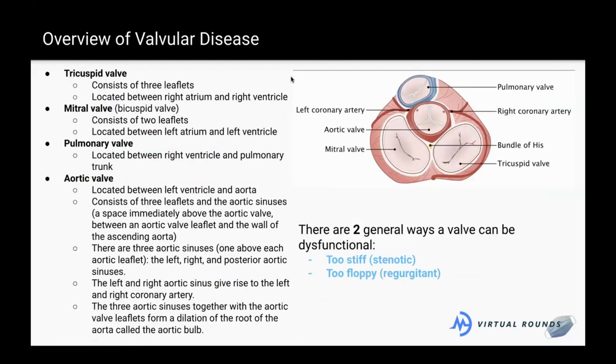So here's just a little bit about the valves. I'm not going to read all of these to you, but again, here they are. There are two general ways that we can have dysfunctional valves. Either they can be too stiff, we call that stenotic valves, like aortic stenosis, or they can be too floppy. If they're too stiff, that means blood isn't able to get through them. And if they're too floppy, then, like I mentioned, they're one-way valves.